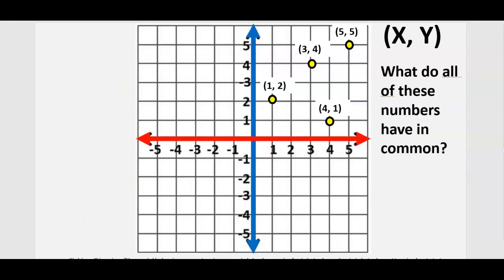Okay, what do all of these numbers have in common? Well, one of the things that somebody said, they're all whole numbers. Good. And what else do they all have in common? They're all less than 6. Okay, I'm kind of going for something else here. They're all positive. Now that's what I'm talking about. All of these are positive numbers.